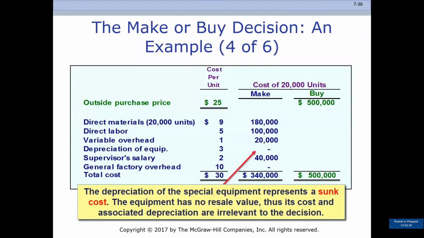So is this a trick question? Well, if we do two or three of these, it won't be a trick question anymore. But that's why I say it was a no-brainer. Buy it for $25 and save yourself $5 a unit, but it's not.